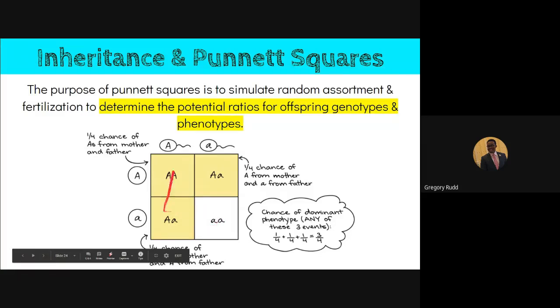Of course, the process of fertilization is totally random. You don't know which sperm is going to meet which egg. You don't know unless you do some type of genetic counseling what the outcome of that fertilization would be. So this is why we use the Punnett squares, because the process is random, but we can figure out a ratio. We can figure out the probability of a specific outcome.